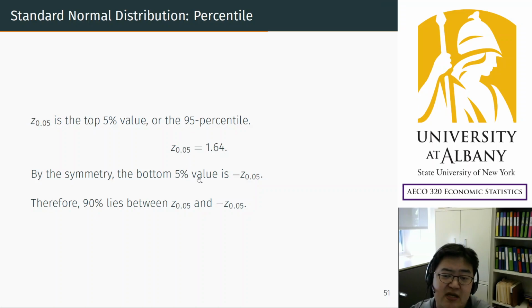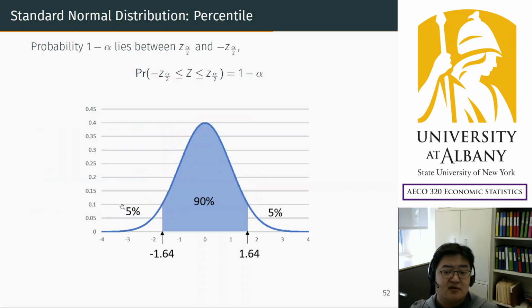So, by the way, this means by the symmetry, between the top 5 percentile and bottom 5 percentile, there is 90%. So 90% probability will lie between plus minus 1.64 because there is 5% on top and 5% on the bottom, respectively. So in the middle, there is 90%. We are going to use those numbers also quite often later. So also pay a little more attention to those numbers.